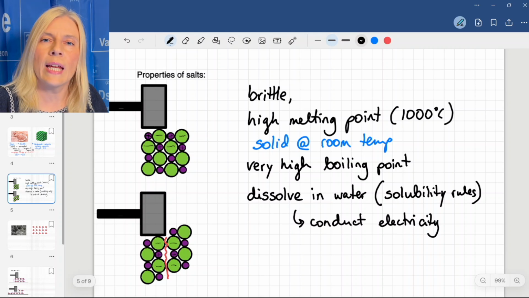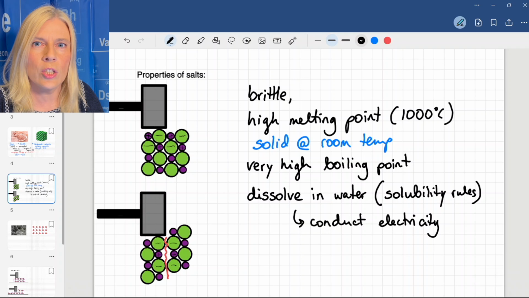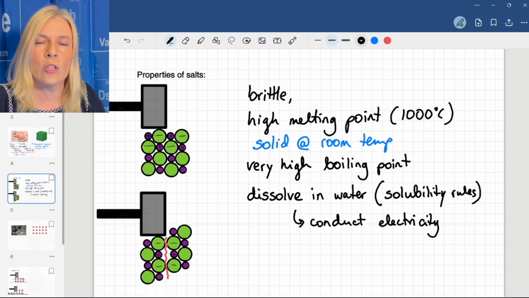Remember, in order to conduct electricity, you need to have two conditions. You need to have movement and charge. So when ions swim between water molecules, you have movement, and it's ions, so you have charge. So they will conduct electricity.